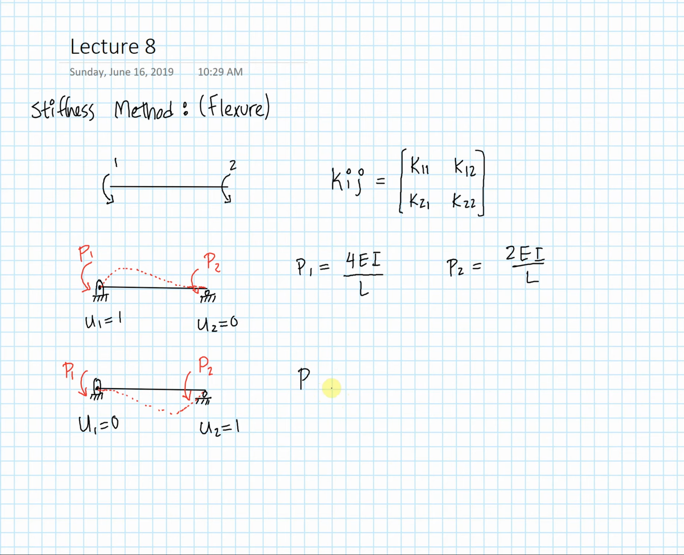In this example, I will have P2 equaling 4EI over L, and P1 equaling 2EI over L. And so my local stiffness matrix for pure flexure will be EI over L times 4, 2, 2, 4. And it's very easy to remember. And as soon as you practice enough, you will never forget this matrix. Okay, let us do an example now.